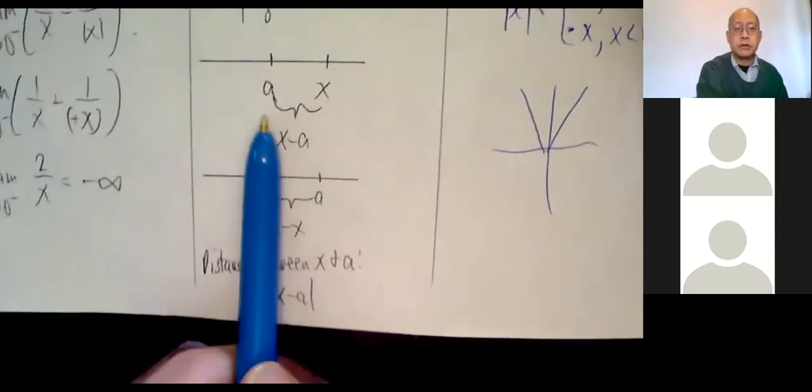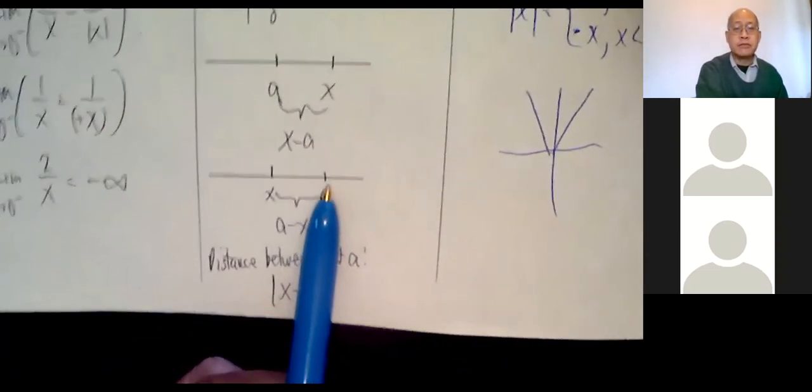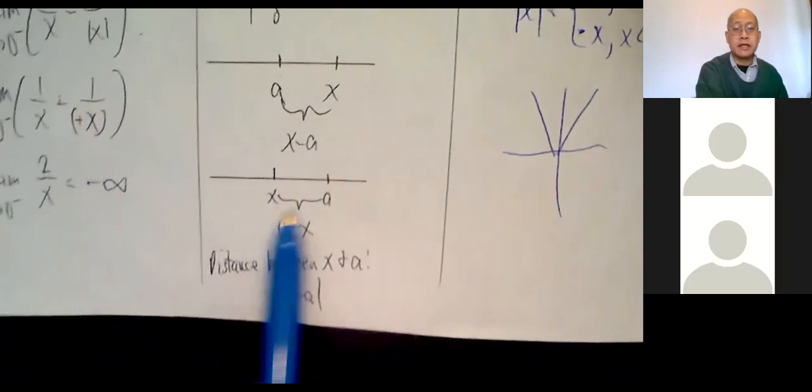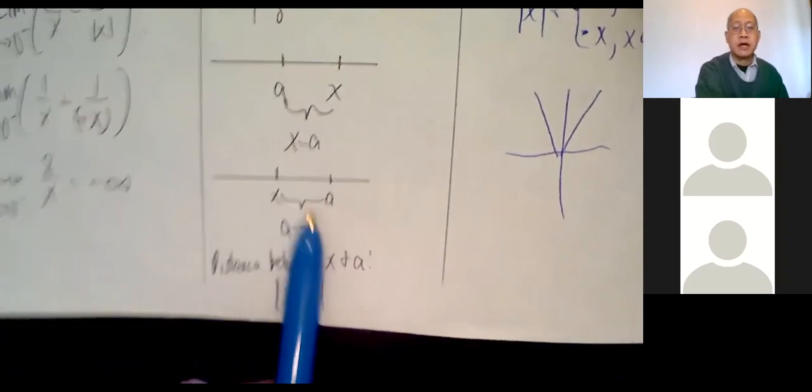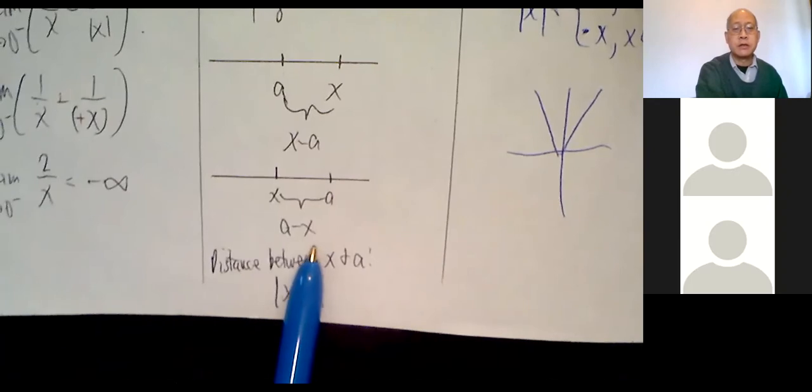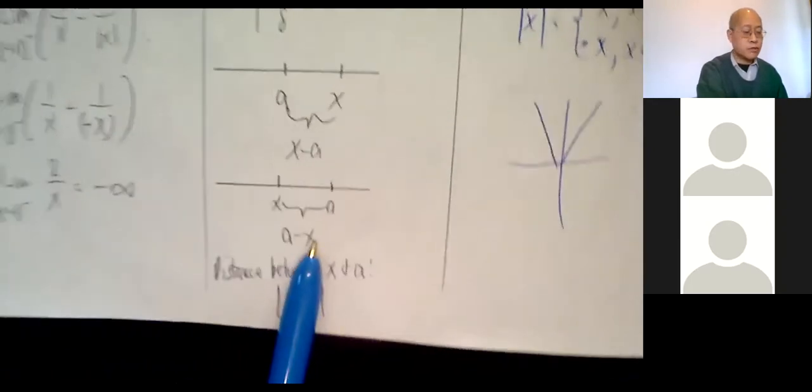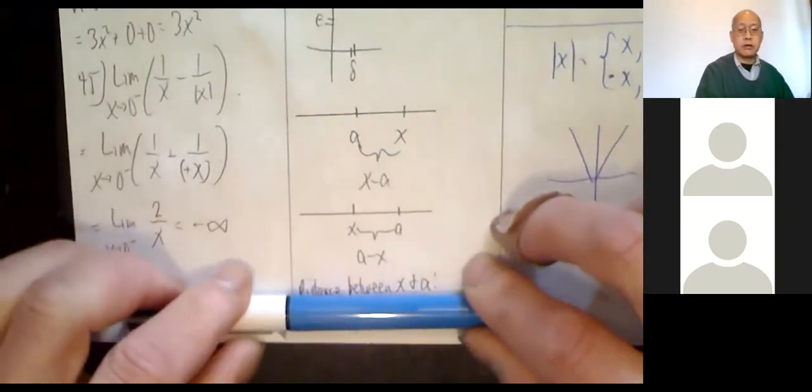Suppose I have it reversed. Suppose a is bigger. So it looks like this: a is here, x is here. Then you would say a minus x, right? It depends on which one's bigger. I've already shown you this.